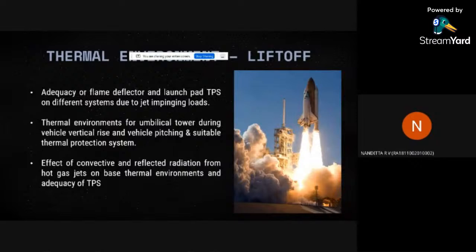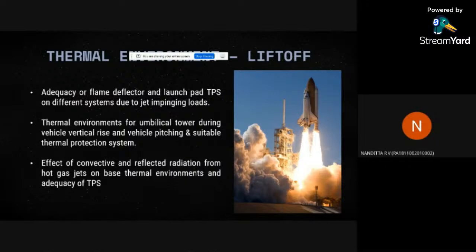Thermal environment during liftoff. What are the constraints and what are the problems during liftoff? There should be adequacy of the flame deflector and the launch pad thermal protection system on different systems due to the jet-affecting loads. We should consider constraints like how the flame deflector works, what the temperature at the launch pad will be, what the exhaust temperature will be, and the fumes coming from the jet exhaust. All these should be considered. Thermal environment for umbilical towers during vehicle vertical rise, that is during liftoff, and vehicle pitching, and suitable thermal protection should be estimated effectively.